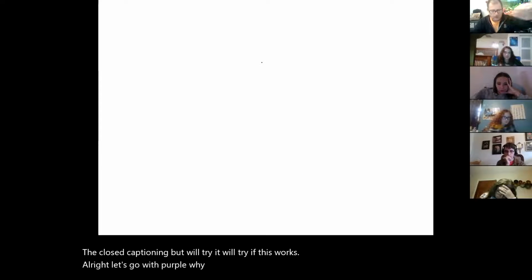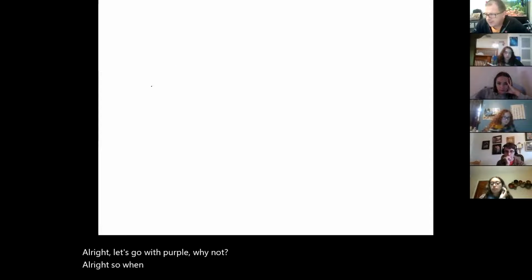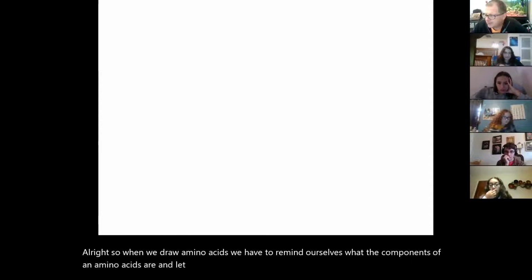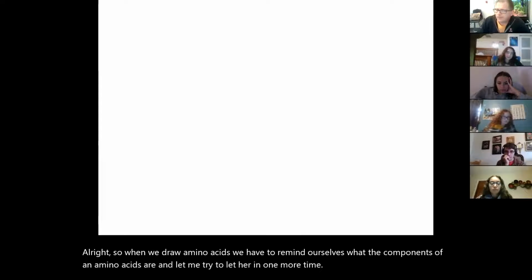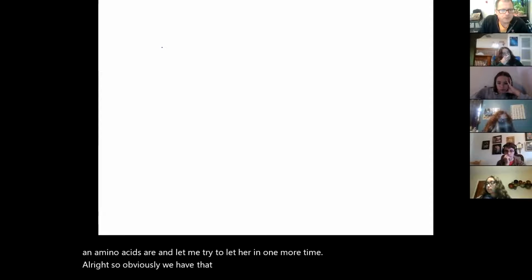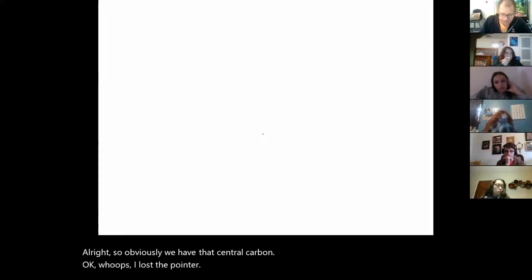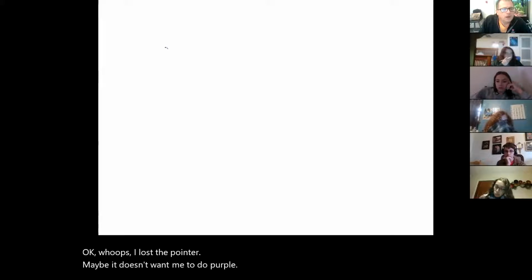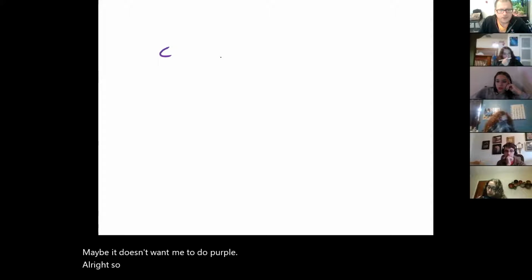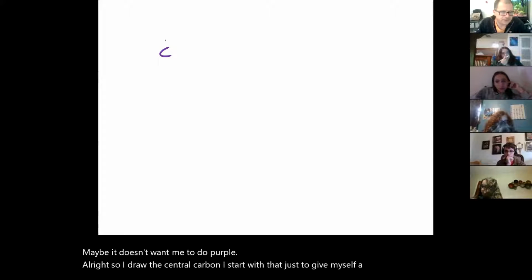All right, let's go with purple. Why not? All right, so when we draw amino acids, we have to remind ourselves what the components of an amino acid are. And let me try the letter N one more time. All right, so obviously we have that central carbon. Oops, you lost the pointer. Maybe it doesn't want me to do purple. All right, so I draw the central carbon. I start with that just to give myself a frame of reference to orient myself.